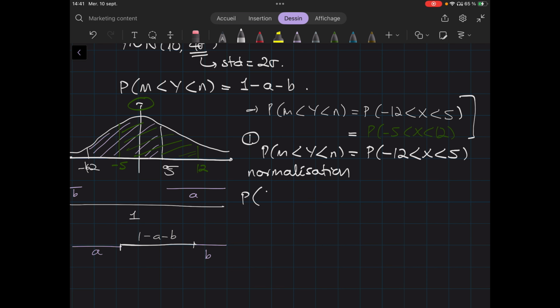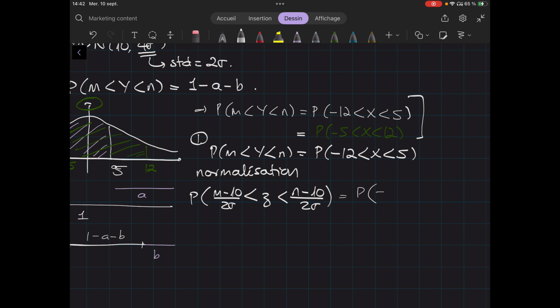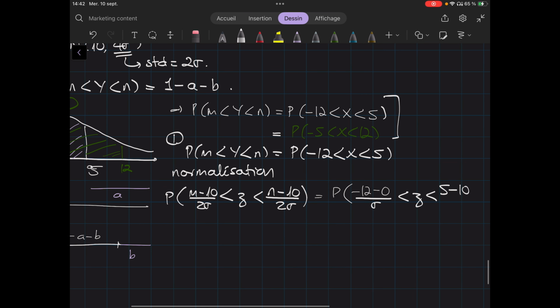Normalizing m, we will get (m minus 10) divided by 2 sigma less than z less than (n minus 10) divided by 2 sigma. On the other hand, we'll have negative 12 minus 0 divided by sigma, and 5 minus 0 divided by sigma. 0 is the mean of x. This guy is the mean of y, just to remind you.